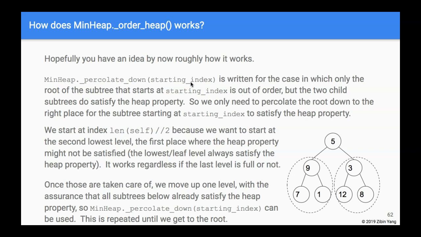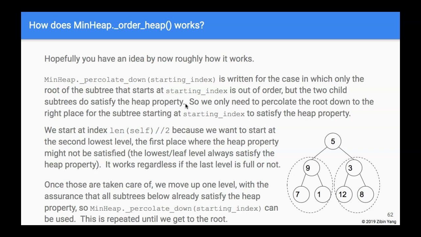Remember when we wrote this for remove, we move the last element from the heap to the root, right? So that root is potentially out of order, but everything else in the heap is still in heap order. So percolate down would work if both child subtrees satisfy the heap property, and we only need to move the root of the subtree.